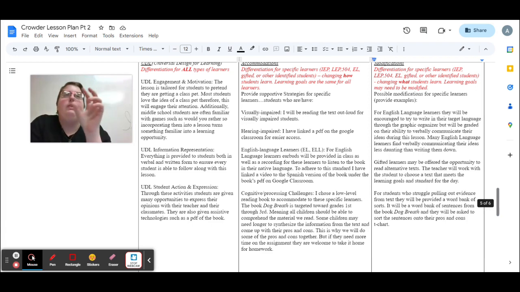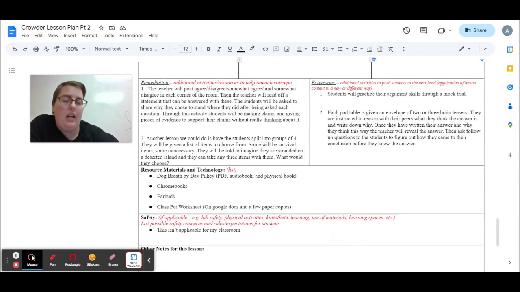This will be text from the book in a word bank, and they just have to sort it into pros and cons, which makes it a little less daunting than trying to pull out textual evidence from an entire book.